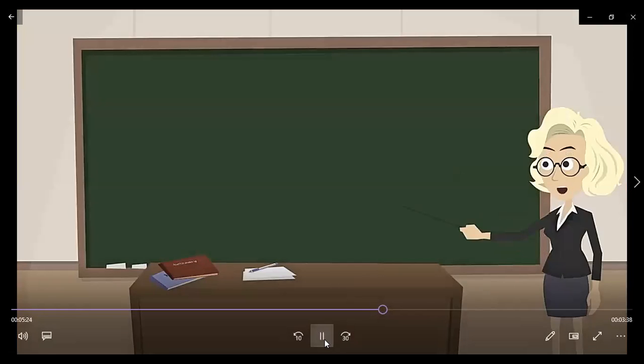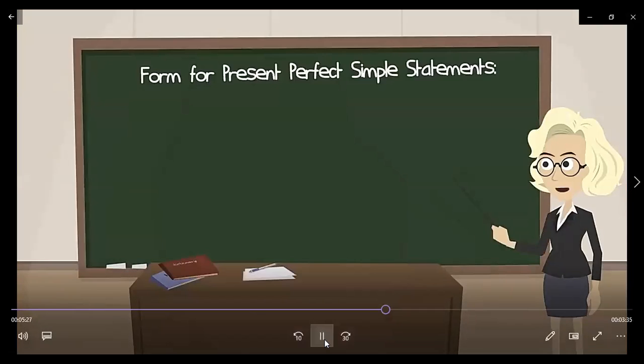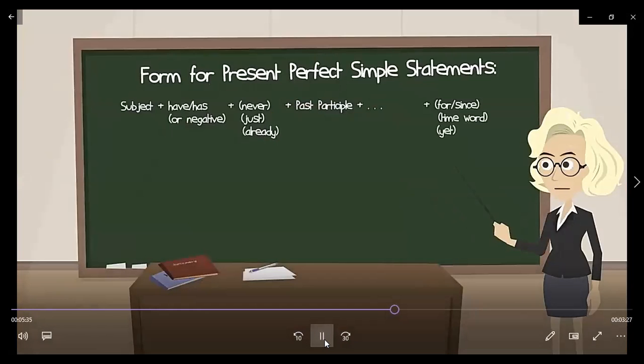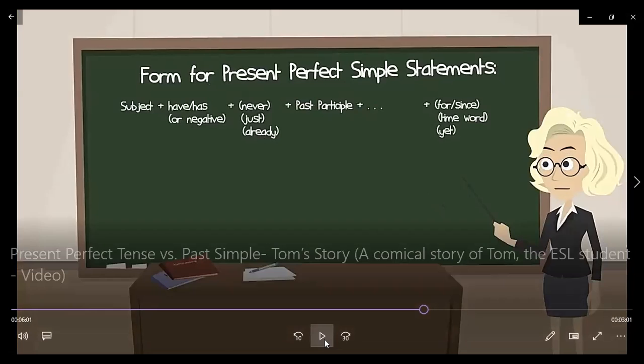Now, let's take a look at the form for present perfect simple statements. So the form is subject plus have or has or their negative form plus never, just or already. These words are optional. Plus past participle plus whatever you want to write plus for, since, yet, or time words such as before, recently, and lately. Again, these are optional.